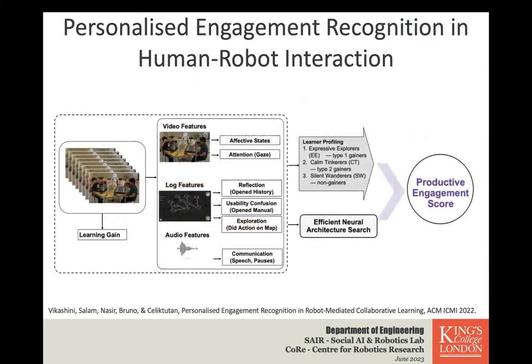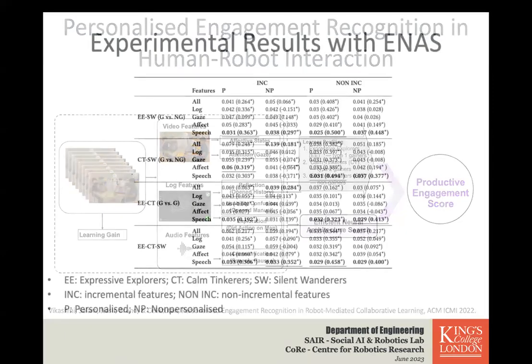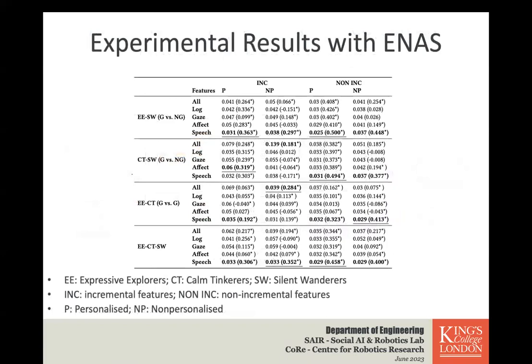And here we again followed a similar approach, so I'm not going to explain it again, but in addition to the video features and audio features, we have also considered log features that we extracted from the collaborative learning activity, and we applied the same technique to build an engagement detection model. Our results again show that the personalized models in this scenario significantly improved the performance, and especially the speech was one of the most informative features to predict the engagement status of the children in this human-human and robot interaction activity.